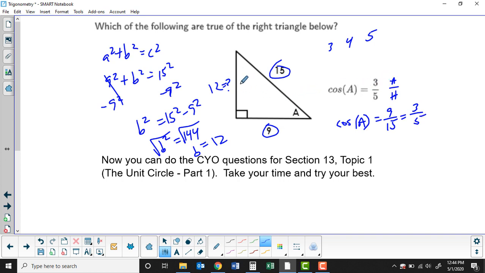But that also means some other things. For instance, if I was to do sine of A, sine of A, remember, is opposite over hypotenuse. So what's opposite the A? Well, that's the 12. What's the hypotenuse? That's 15. So think about what that would reduce to, and that might be one of your answers also. And the same thing with tangent. Remember, tangent is opposite over adjacent. So keep that in mind as you're doing those, guys, that they may not be telling you everything, but this should be enough information for you to do the first set of check your understanding questions.